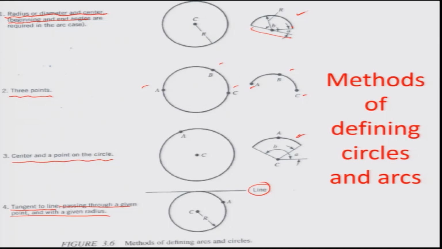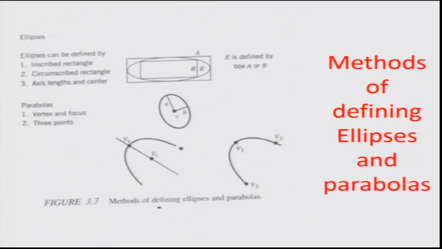We also have methods of defining ellipses and parabolas and other conics. For example, an ellipse can be represented through an inscribed rectangle or a circumscribed rectangle. You can see right here there is something which is circumscribing the elliptical shape, and something which is inscribing, and then you can also have axis, lengths and centers which would define it. So, it is defined by the box A or box B, an axis and lengths and a center.